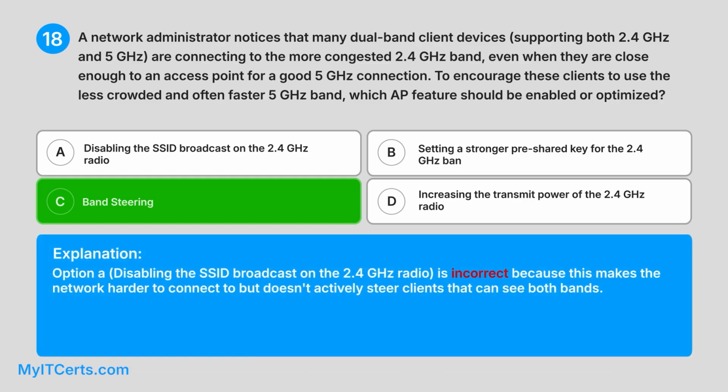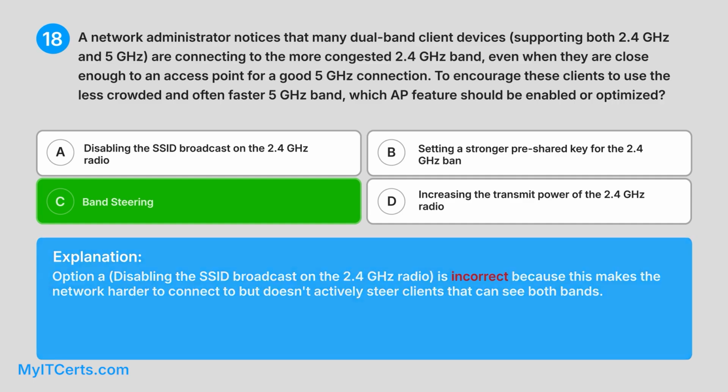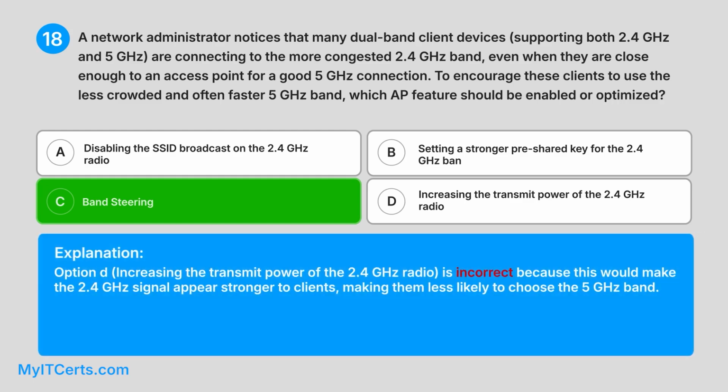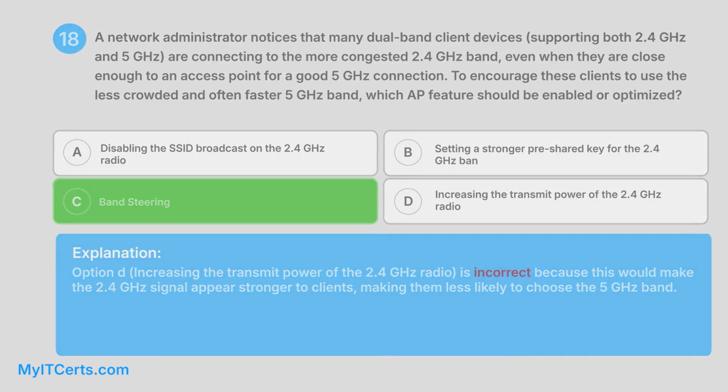Option A, disabling the SSID broadcast on the 2.4 GHz radio, is incorrect because this makes the network harder to connect to, but doesn't actively steer clients that can see both bands. Option B, setting a stronger pre-shared key for the 2.4 GHz band, is incorrect because the key strength is irrelevant to which band a client chooses. Option D, increasing the transmit power of the 2.4 GHz radio, is incorrect because this would make the 2.4 GHz signal appear stronger to clients, making them less likely to choose the 5 GHz band.